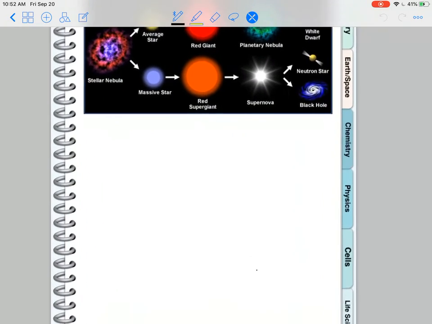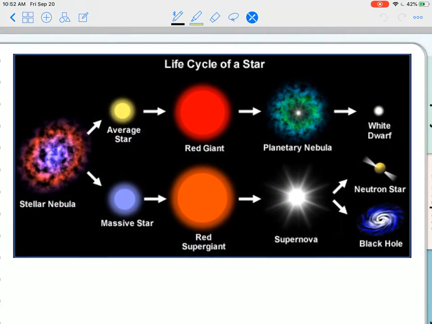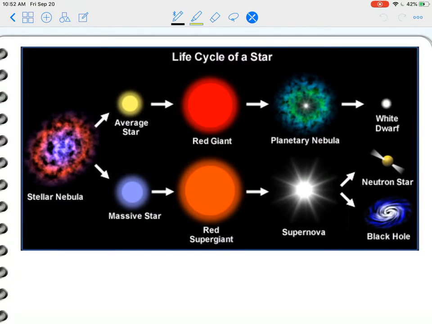So we're looking at this model of really two different paths. Remember that we always follow our arrows to understand what's happening. So we're going to look at life cycles of an average star, which is this yellow one, and then a massive star, which is the blue one. So if you think of an average star as our sun, there are stars that are much larger than our sun, so those would be massive stars.